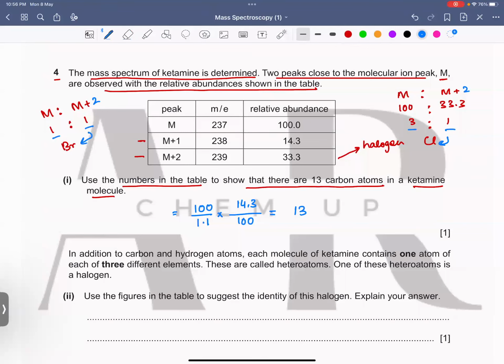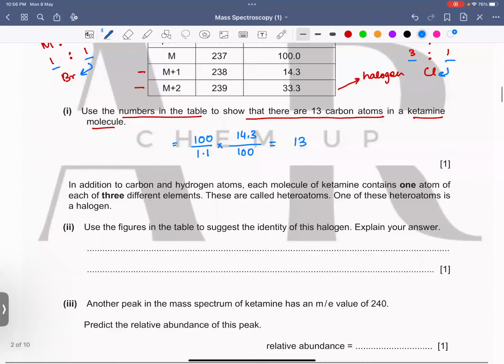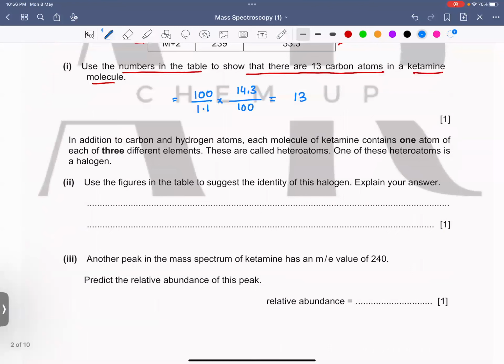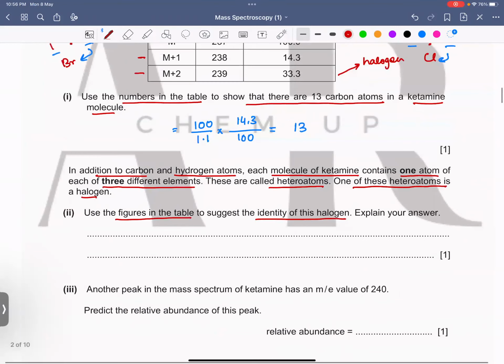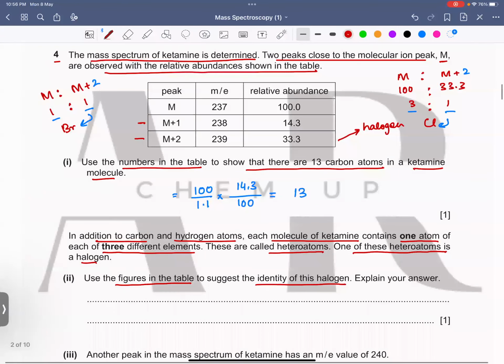Now, next part. In addition to carbon and hydrogen atoms, each molecule of ketamine contains one atom of each of the three different elements. These are called heteroatoms. One of these heteroatoms is a halogen. Using the figures in the table, suggest the identity of this halogen. So we have already identified the halogen.